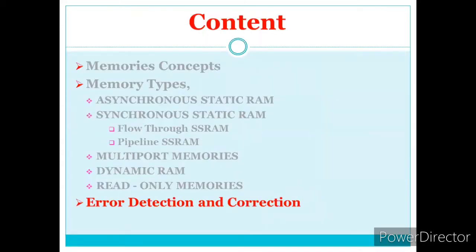So in the previous sessions, we have seen the memory concepts, memory types, multi-port memories, dynamic RAM, and read-only memories. Today, we'll be seeing an important topic: error detection and correction. Till now, we have just assumed that whatever data was written in the memory was correct. Now, if the data written in the memory is not correct, then how to detect it and how to correct it is the concept we are going to study today.